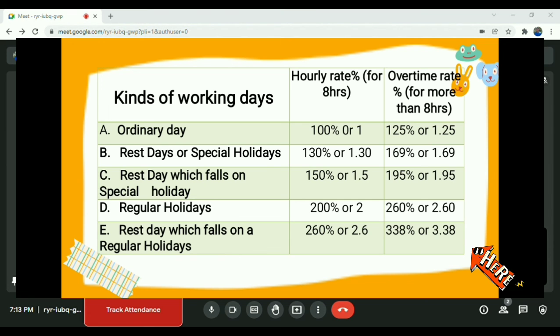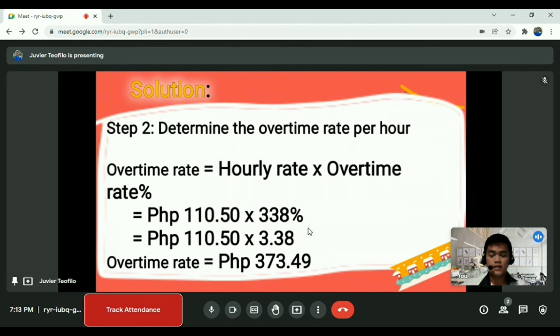Now we have 338% or 3.38. Now we are going to use this to compute the overtime payment. Now let's go back to the slide. Now 110 pesos point 50 centavos multiplied by 3.38 is equal to 373.49 pesos. So this is our overtime rate. So we have the hourly rate of 110.50 and we have the overtime rate of 373.49 centavos. Now let's have the final answer.